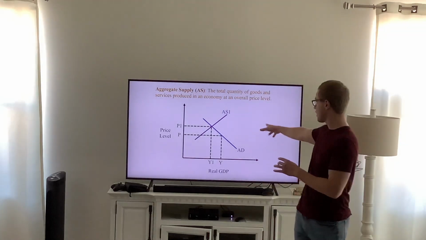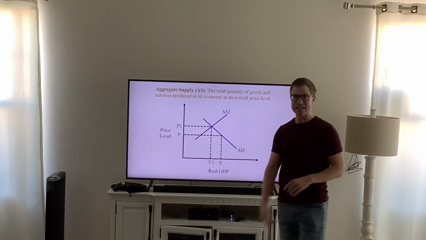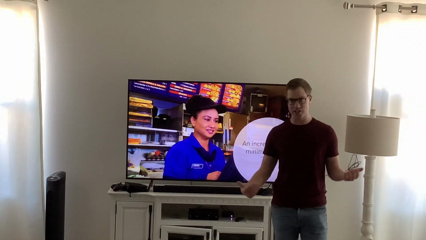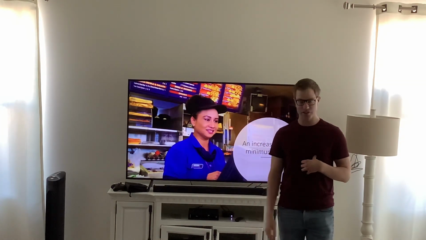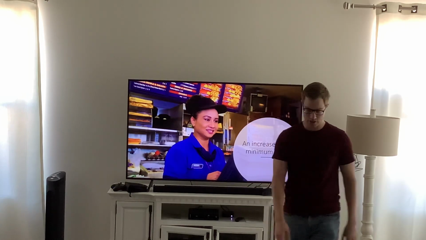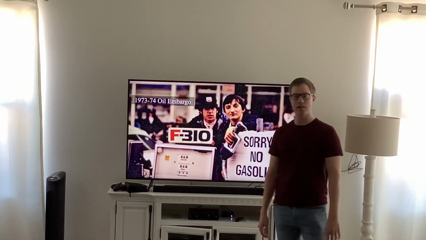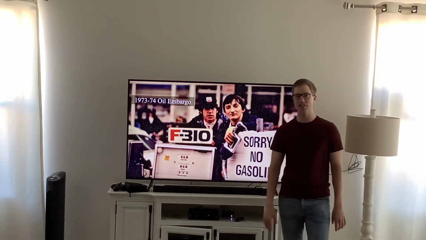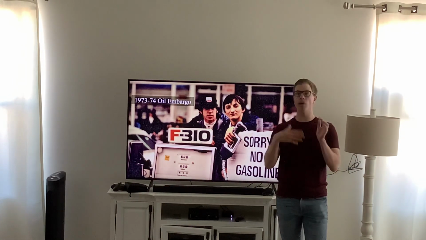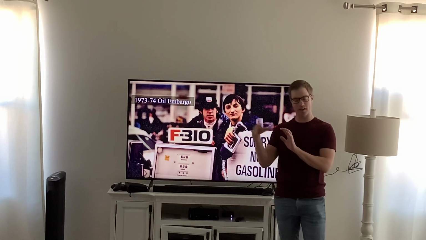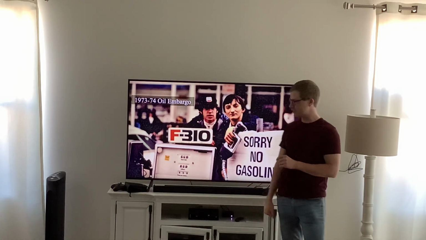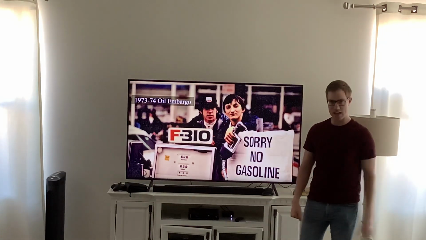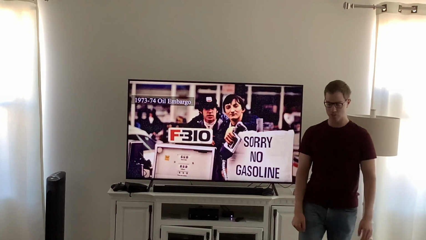So what are some things that cause this aggregate supply to decrease, to cause inflation? You could have things like an increase in the minimum wage, which then is passed on to the consumers, and that would cause inflation. Something like the oil embargo in 1973 and 74, where there were long lines at gas stations. The price of oil went so far up because of input costs coming from OPEC in the Middle East, and those costs were put onto the consumers, and supply went down. That would be an example of inflation as well.